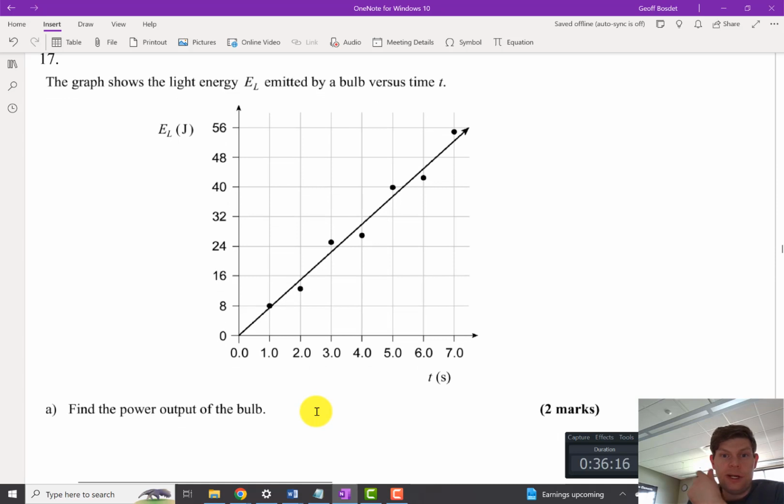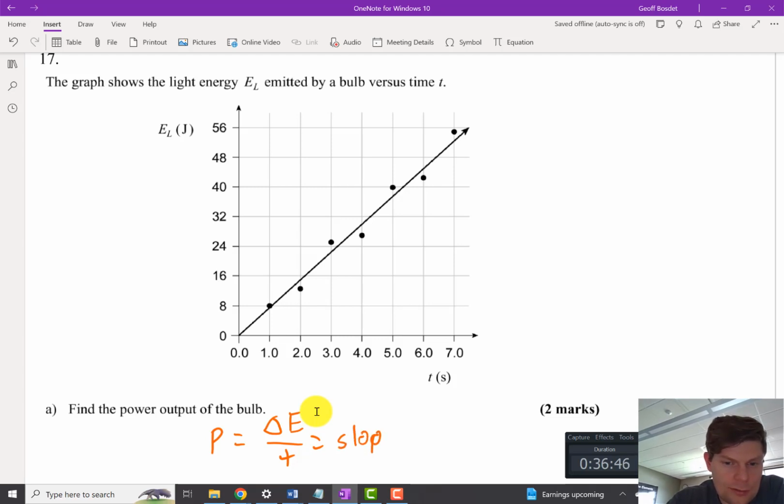We've got light energy emitted by a bulb versus time. We want to find the power output of the bulb. Power is just change in energy per time, which also in this case, anytime you got a formula like this, like if this divided by this is something, then the slope is that thing. That's this case, because this is basically just rise over run. So if we do this, I'd say it goes roughly like, we got, say, +5.